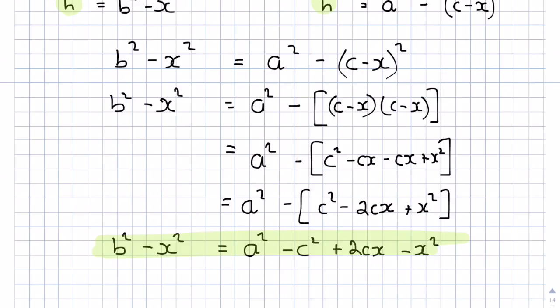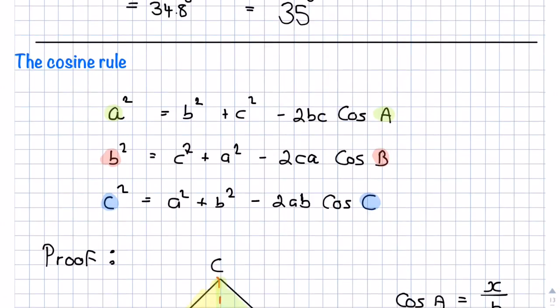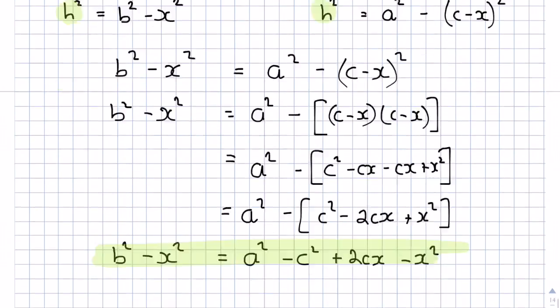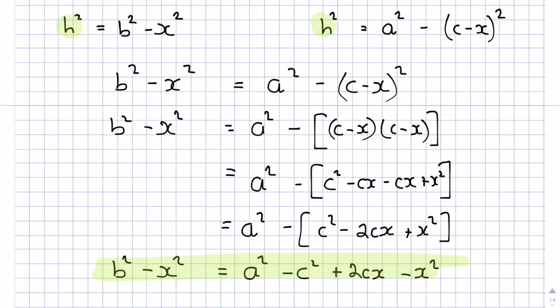Okay, so looking at the cosine rule, the top one, it says a squared equals. So let's try and get it to look like that. I have an a squared here, so let's get rid of everything else that's with it. Let's add all of the things on the right to the left hand side. So we've b squared minus x squared already on the left. I'm going to add a c squared. I'm going to subtract a 2cx, and I'm going to add an x squared.